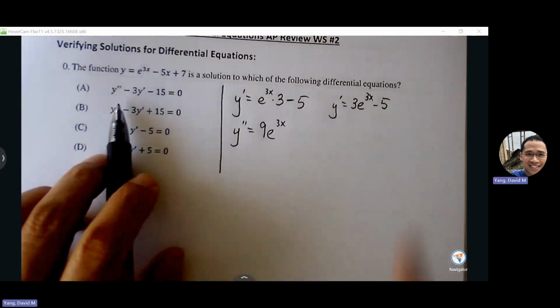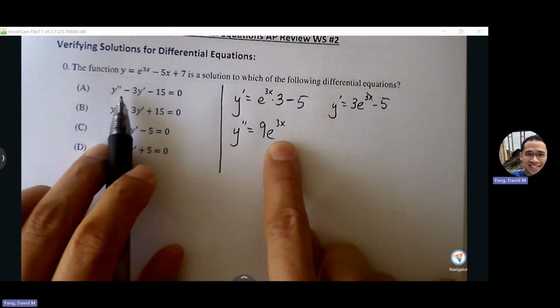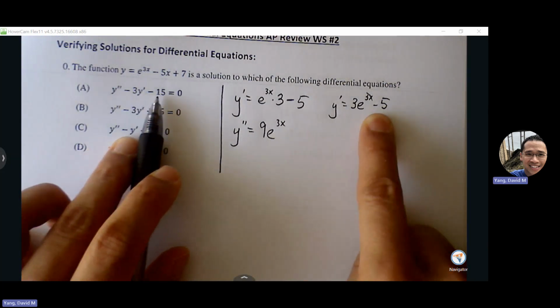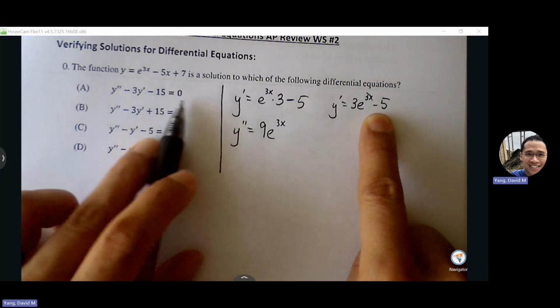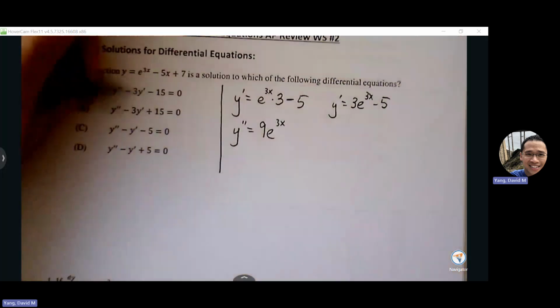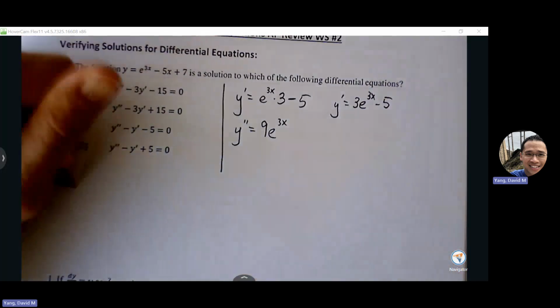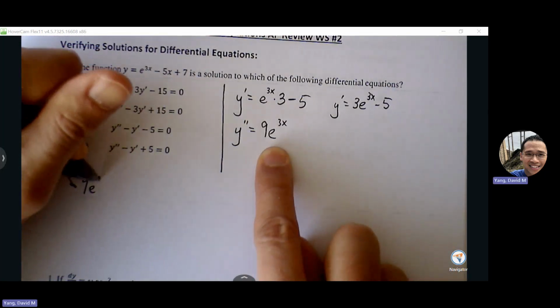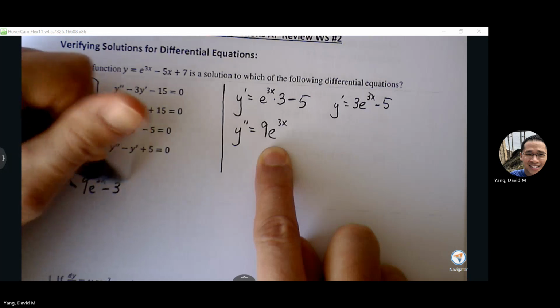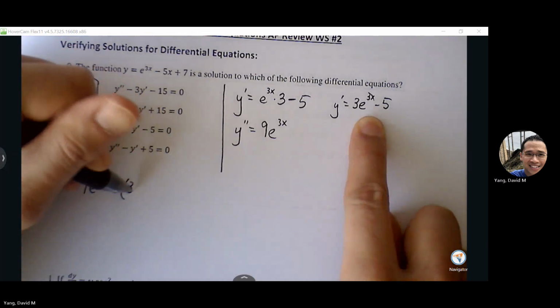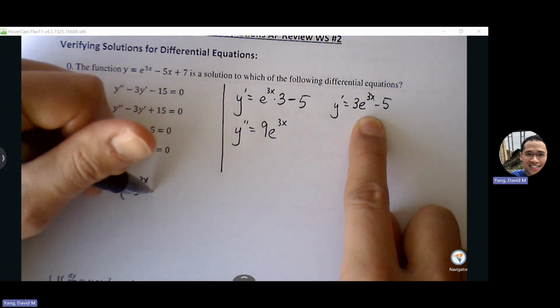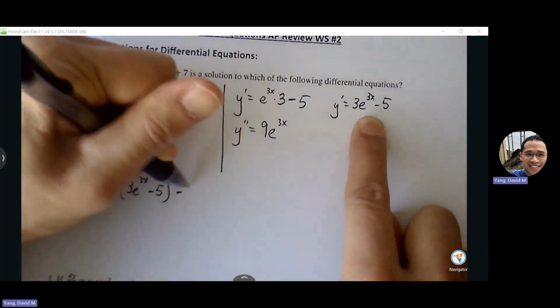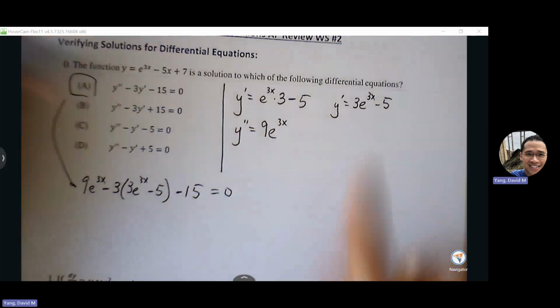I need to be able to replace y double prime with a number, replace y prime with a number, and then see if it actually ends up giving us 0. So let's just see what option A gives us. Y double prime is 9e to the 3x minus 3 times y prime minus 15. Let's see, does that equal 0?